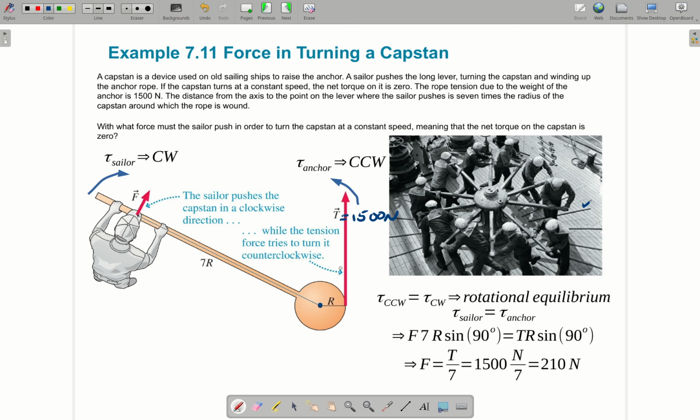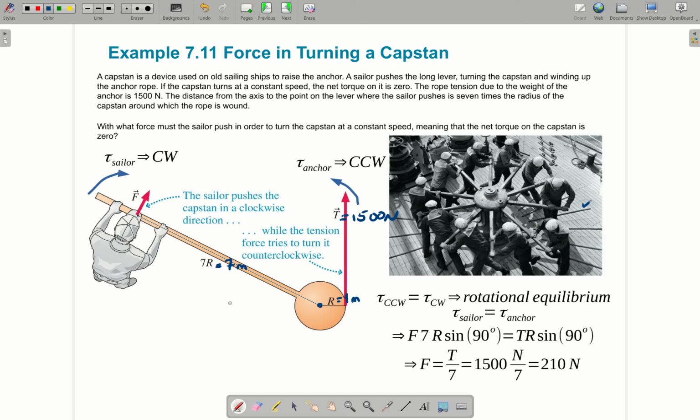The distance from the axis to the point on the lever where the sailor pushes is 7 times the radius of the capstan. So if this is the radius of the capstan, the distance from the center axis to the point where the sailor pushes is 7 times that. I can go ahead and give this a value to solve this problem. I can leave it as r because it will cancel. So let's call this 1 meter. Then this will be 7 meters. Since they are a ratio, I can safely do this in this case.